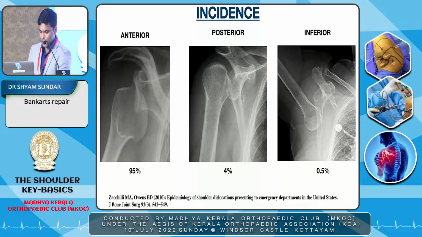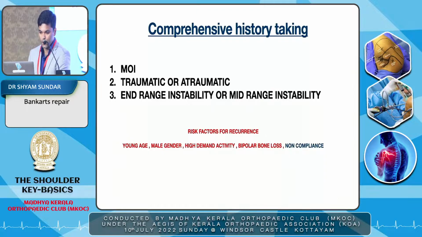Now we know that the shoulder is the most commonly dislocated joint, and 95% is anterior, 4% is posterior, and 0.5% is inferior. In our method of handling patients with shoulder instability or even subluxation, we should know the mechanism of injury, and the methodology of assessing them is very, very important.